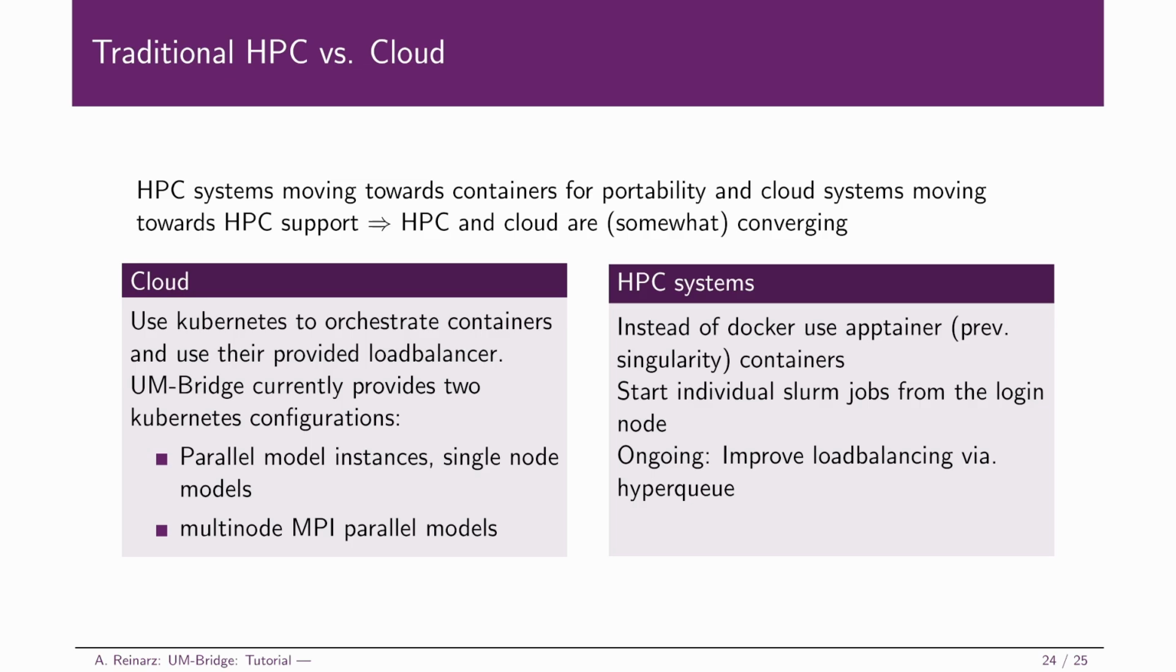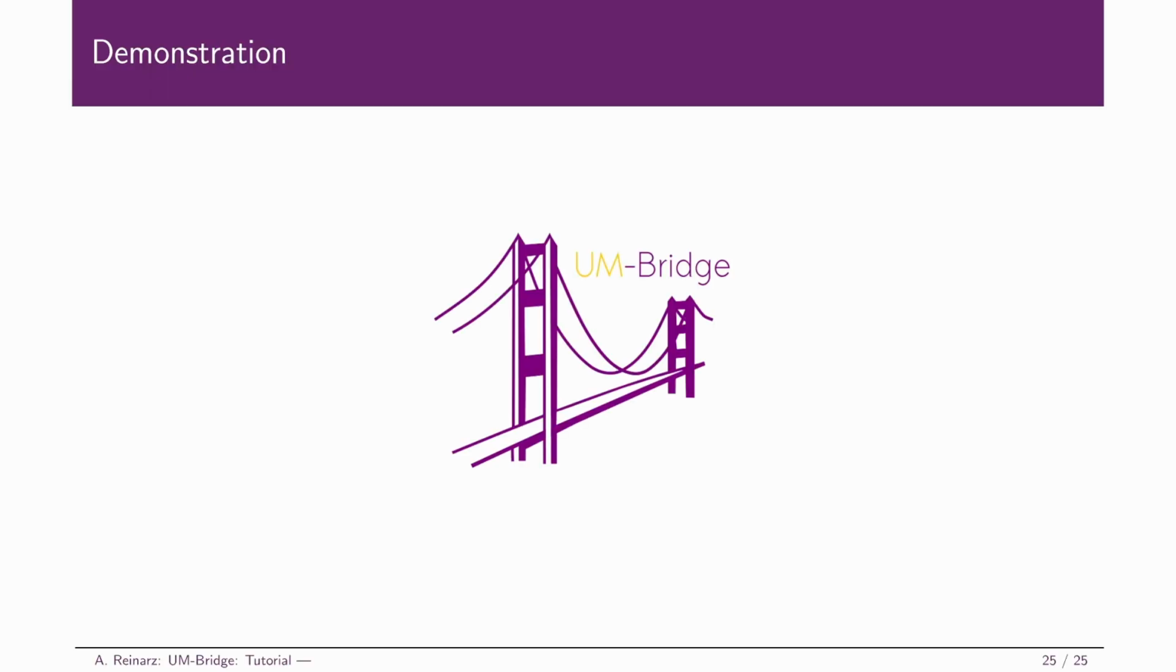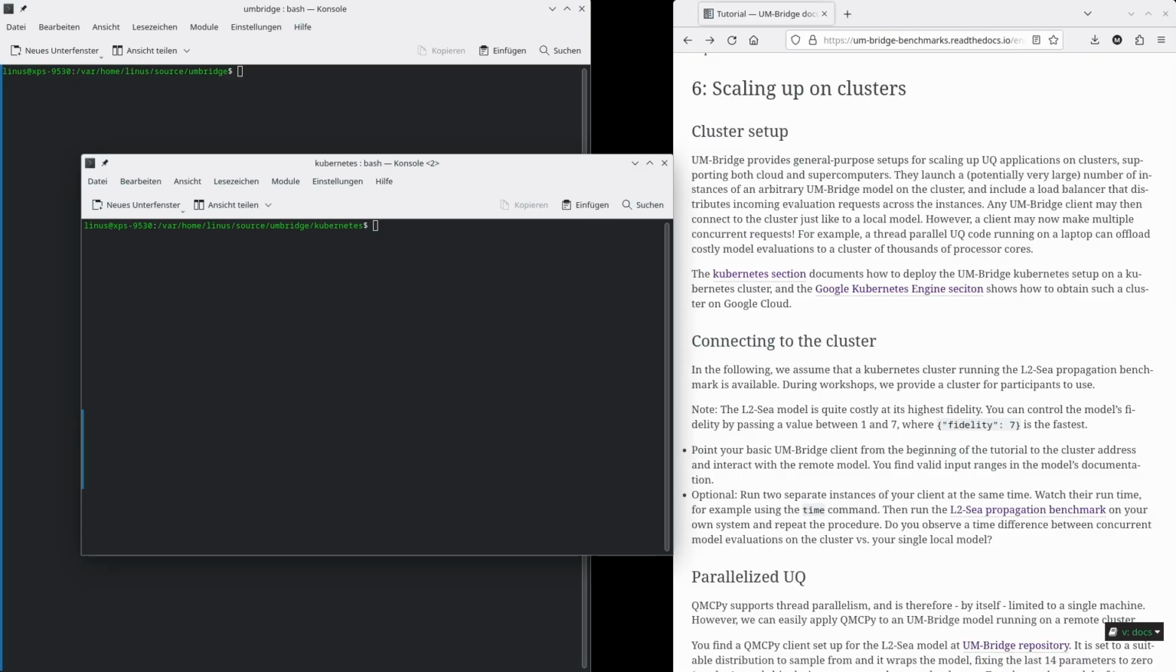And so we provide some example setups using Slurm, which is, I think, the most popular queuing system out there, that you can also just use out of the box. And there's still some ongoing work where we're trying to improve particularly the support for traditional HPC systems. So now Linus will again demonstrate how that looks like.